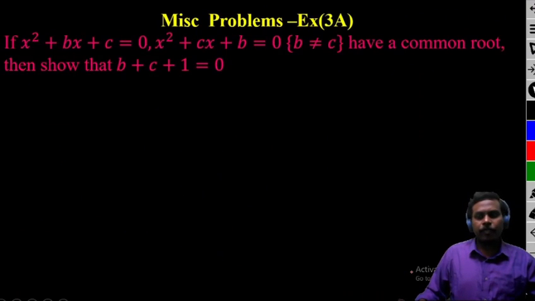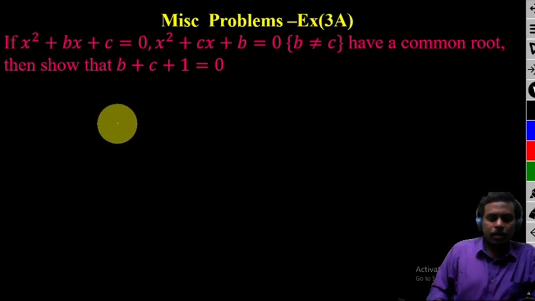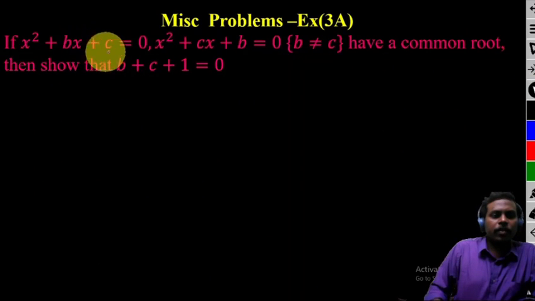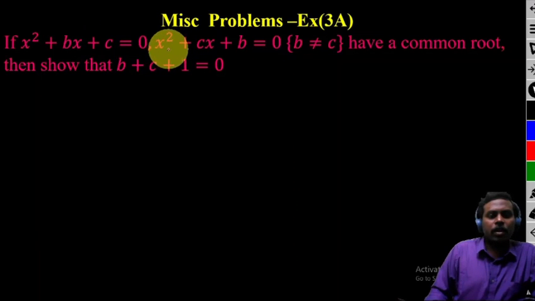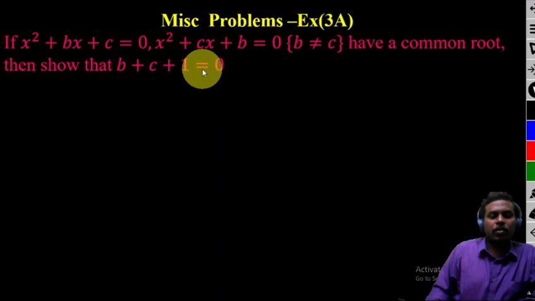Let us solve the next question. Here is our next question. If x square plus bx plus c is equal to 0 and x square plus cx plus b is equal to 0, where b not equal to c, have a common root, then show that b plus c plus 1 is equal to 0.